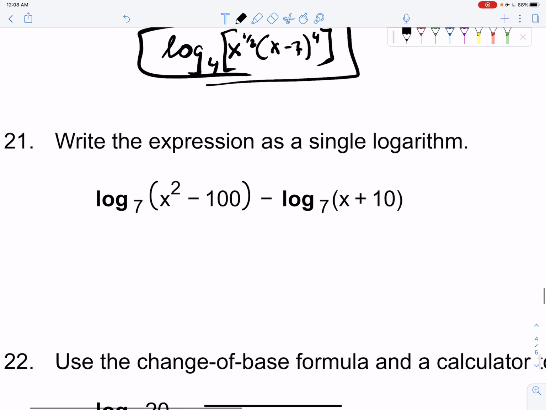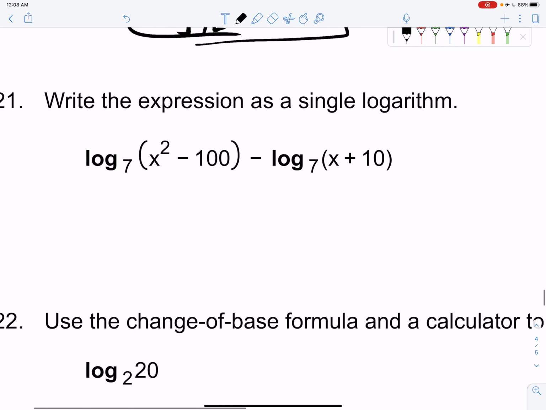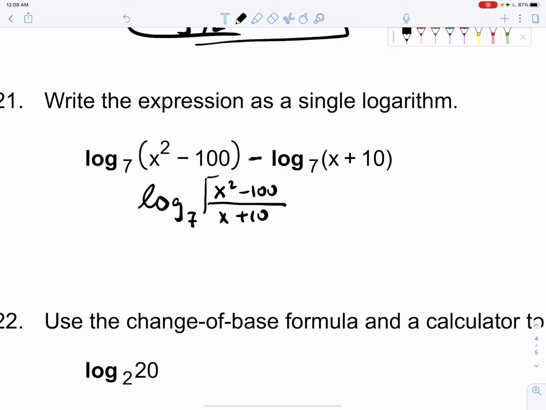Okay, next problem. Write the expression as a single log. Okay, so this is a subtraction problem. So I'm going to use the quotient rule. The quotient rule just says if the bases are the same, and they're both base 7, I could write this as a quotient of x squared minus 100 over x plus 10. Now, this looks kind of complicated, but you know, something nice is going to happen here.